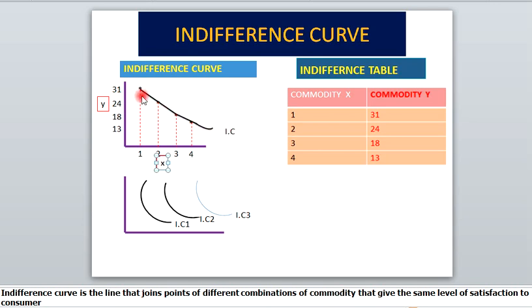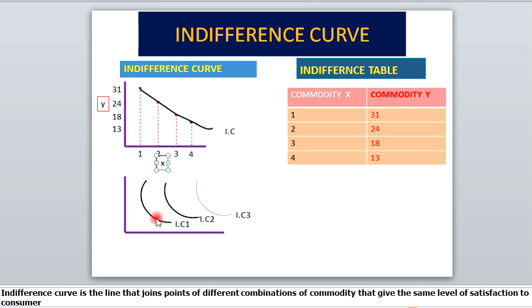So it's a line that joins points of different combinations of commodity that give the same level of satisfaction. So there's one level of satisfaction here, even as we have different pairs of our commodity. It is also pertinent to note that we might have different levels of indifference curves on a graph. When you have different levels of indifference curves on a graph, we call that indifference map. That is, when you have more than one indifference curve on a graph, it becomes indifference map.